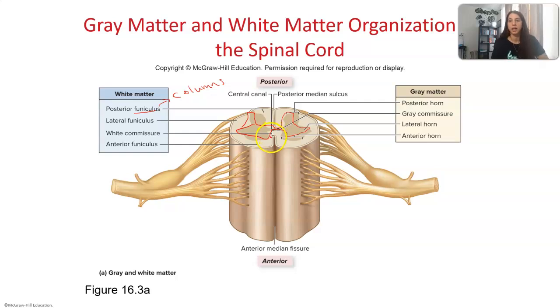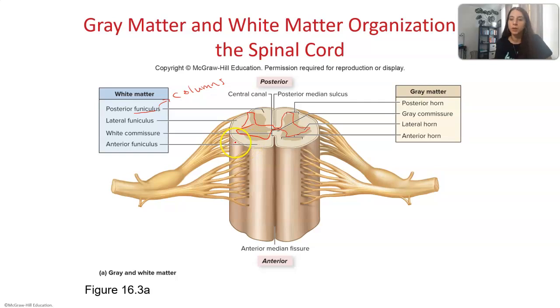And we're going to attach some vocabulary terms, or I think we did in chapter 15. We talked about various tracts, and we talked about what a commissure is. A commissure, by definition, is a tract that serves to connect the right and left side of the brain. We also have it in the spinal cord.